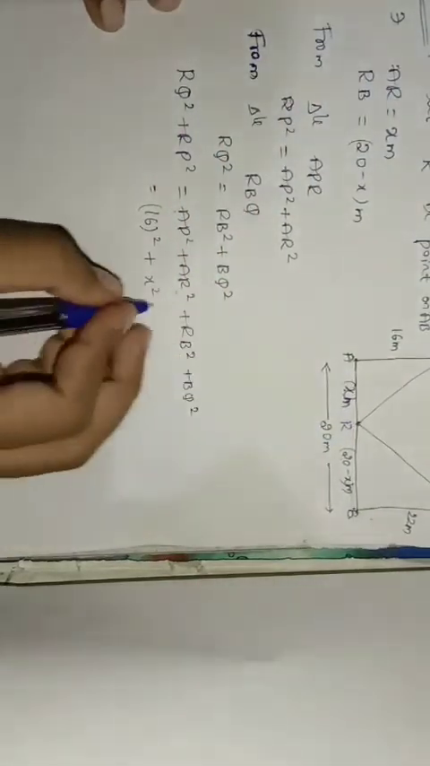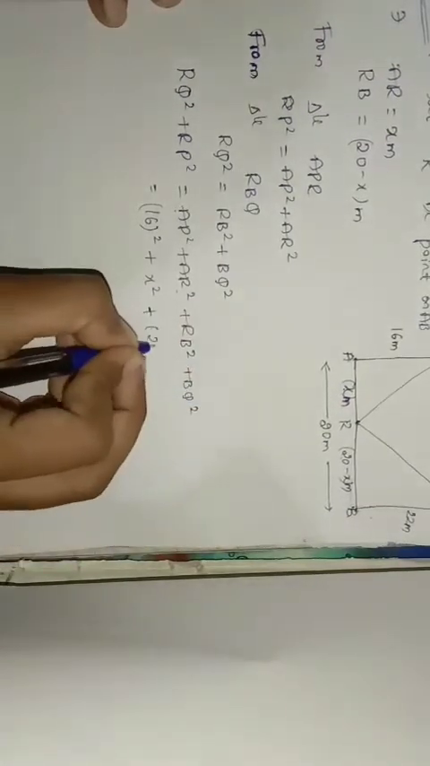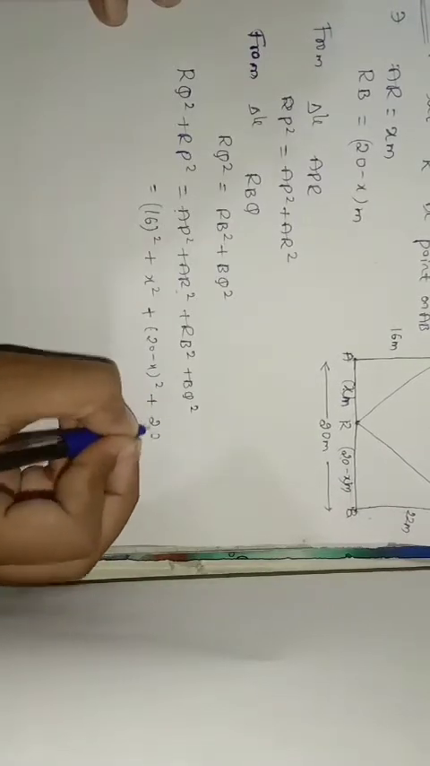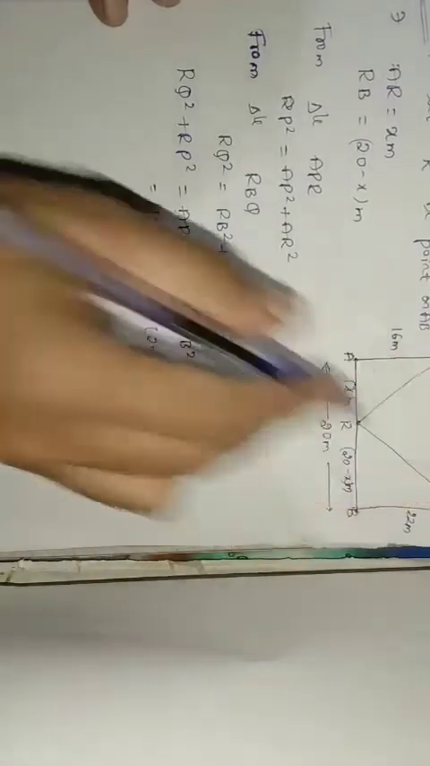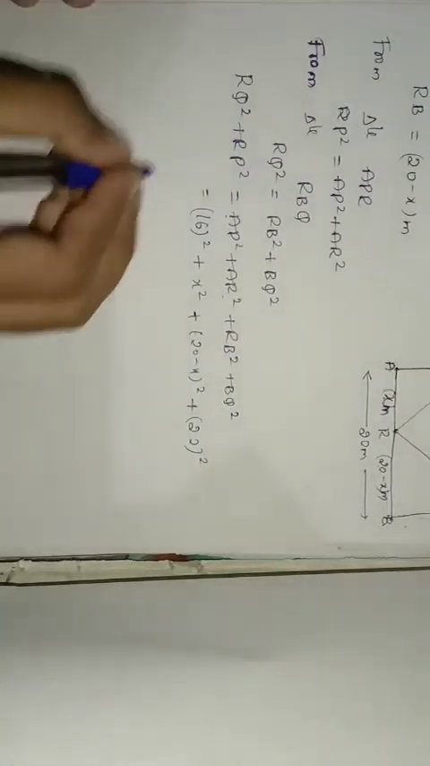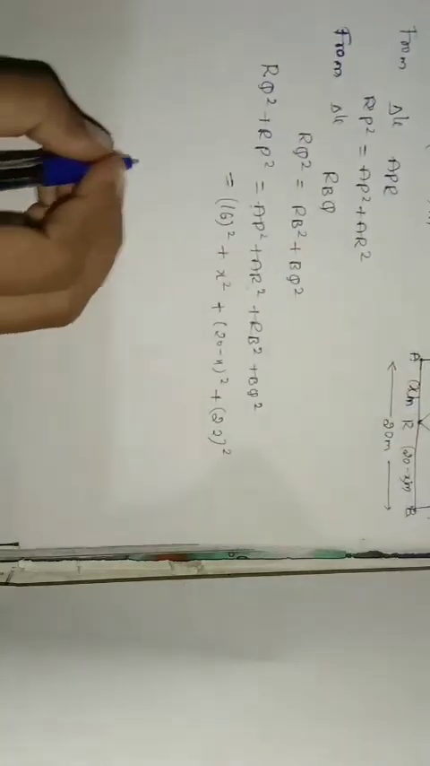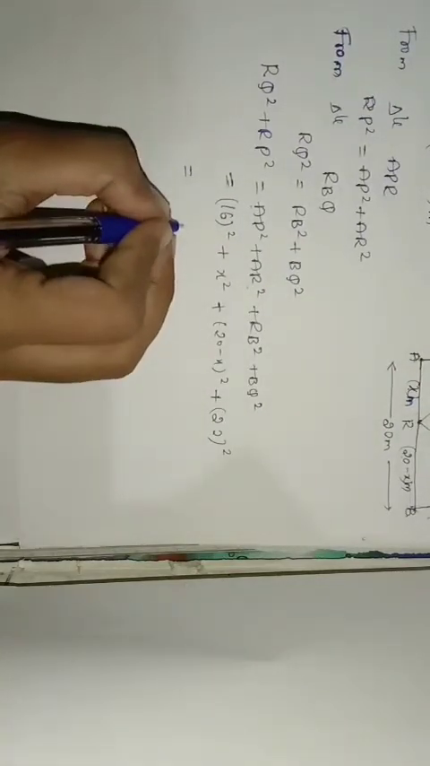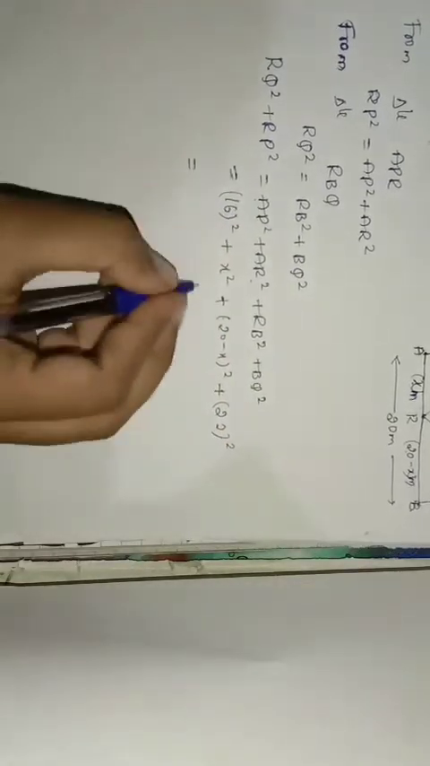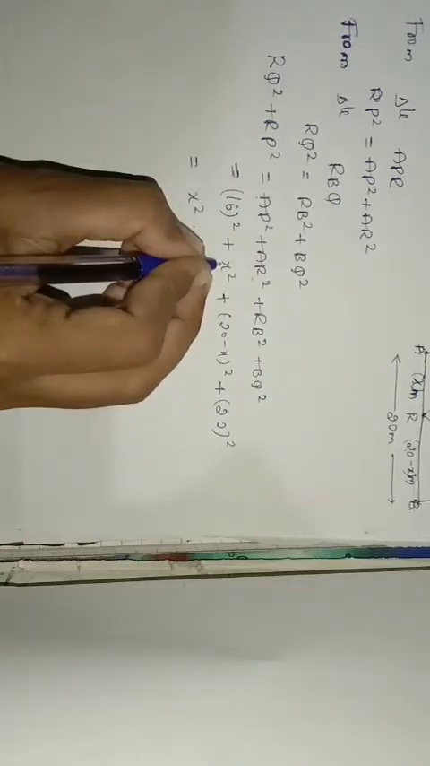So this is AR, X square, plus RB is what? RB is 20 minus X whole square plus BQ is 22 whole square. So this is BQ, so this is the 22 whole square. So this is nothing but the RQ square plus RP square. So let's see, if you simplify this one, we will get X square.